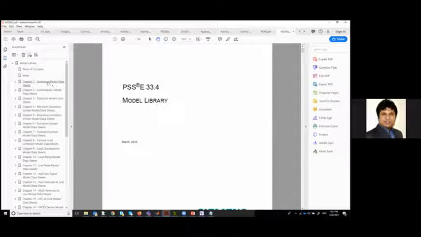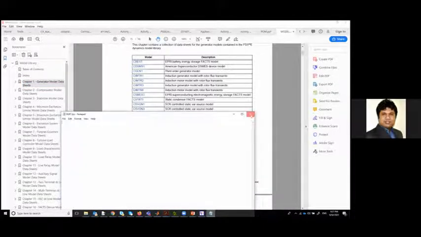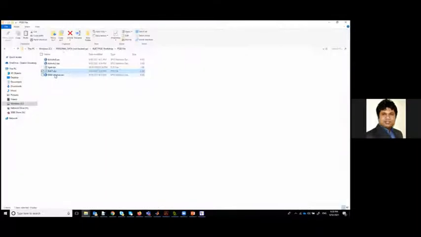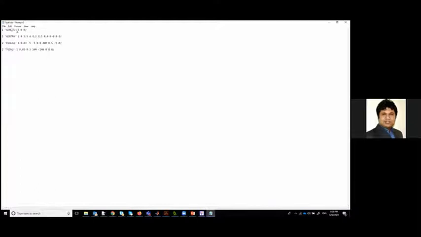Let's say we want to model the generator. That's why I click on generator, and you will see different variations of models. When we say generator, these are basically simple generator models, and for the infinite bus we basically use the classical generator model, GENCLS. That's why, in the DYR file that I have, the first generator you will see is GENCLS, a classical generator.